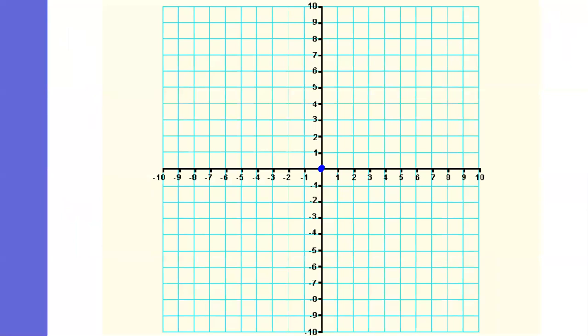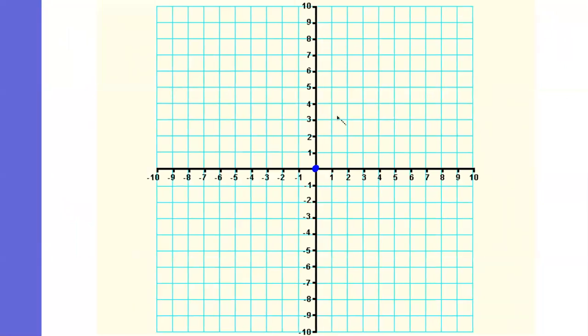So let's draw in our asymptotes here. I'm going to put a vertical asymptote here at x equals -1. And I'm going to put a vertical asymptote here at x equals +1.